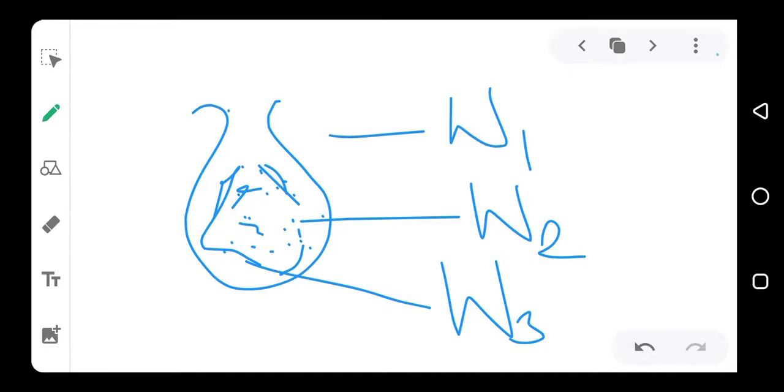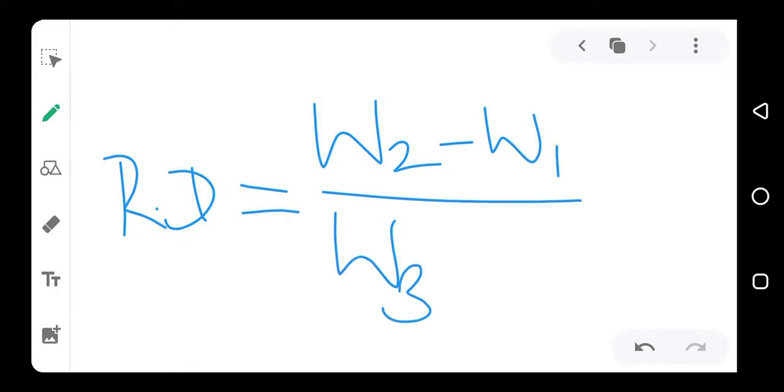So to get the weight of the substance, we say W2, which is the weight of the bottle and the substance, minus W1, which is the weight of the bottle alone. And to get the weight of water, we say W3 minus W1. So relative density now is equal to W2 minus W1 over W3 minus W1. So this is how to determine the relative density of a substance.